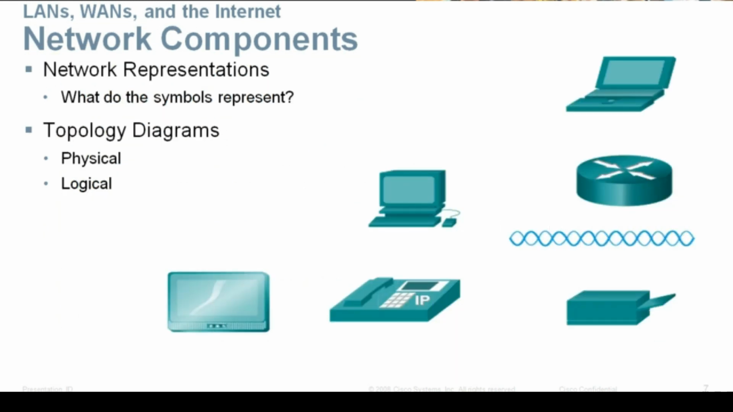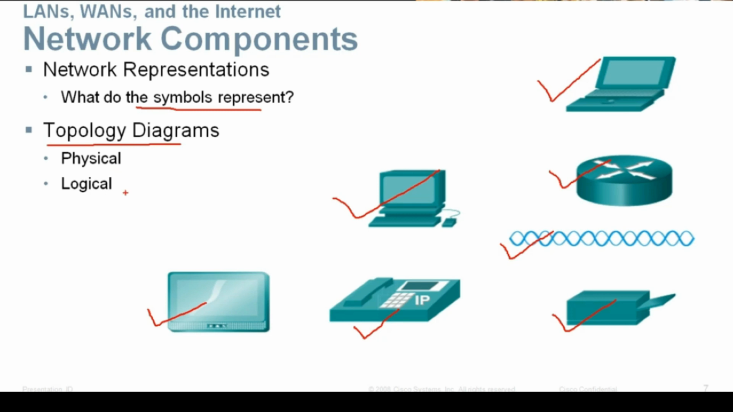Okay, now next we see the network representation, the symbols which represent the network. So let's say this is an end device, this is again an end device, this is an interconnecting device which is a router, this is a wireless channel, this is a printer, so an end device, this is an IP phone, so an end device, this is a tablet, so it is again an end device. By this way you must know how to identify the various devices in the network and which category they fall in.